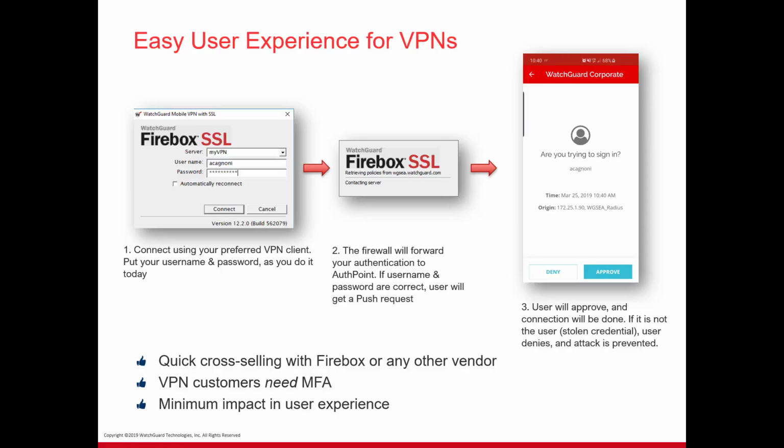Next use case, let's see how it works for VPNs. If you're using push-based authentication, that's the easiest way, since you don't have to give too much instructions to the users. They will start the VPN the same way they do it today. They will just put their username and password. The firewall or VPN server will forward the authentication request to AuthPoint, which will validate if the user has access to this resource and if the password is correct. If all good, it sends a push authentication request to the user. The user will approve and the VPN connection will be established.